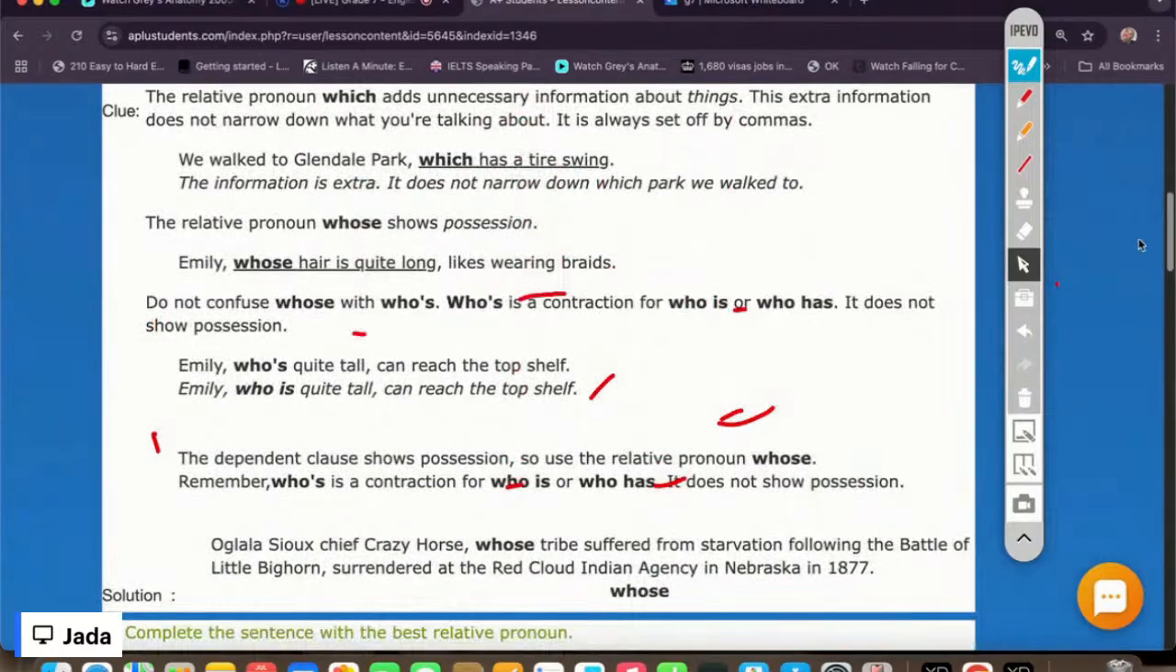So we have the last, which is whose. So the relative pronoun whose shows possession. Okay? Emily, whose hair is quite long, likes wearing braids.